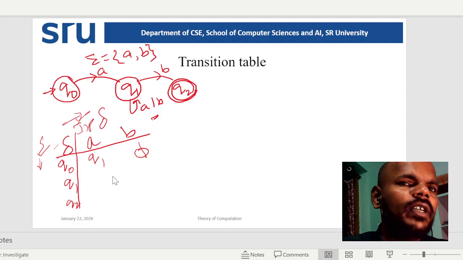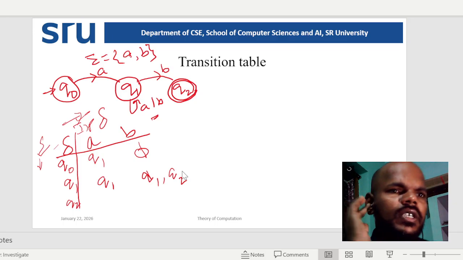Similarly, you go for q1. On q1 with input symbol a, where is it going? To the q1 state, so you write q1 here. Next, on q1 with input symbol b, it is going to the q1 state and the q2 state. So you write q1, q2, two states, because it is going to two states.